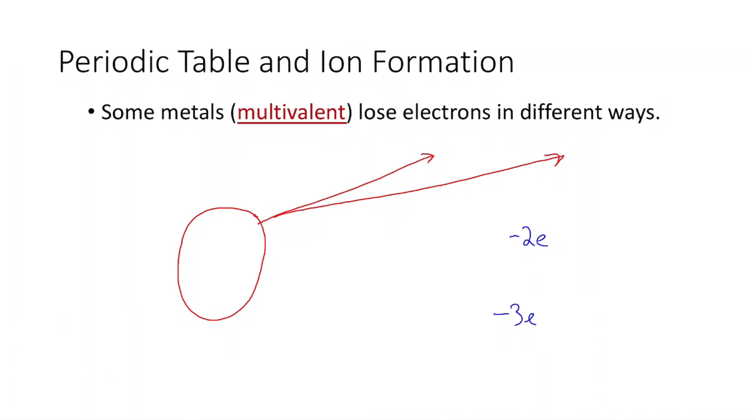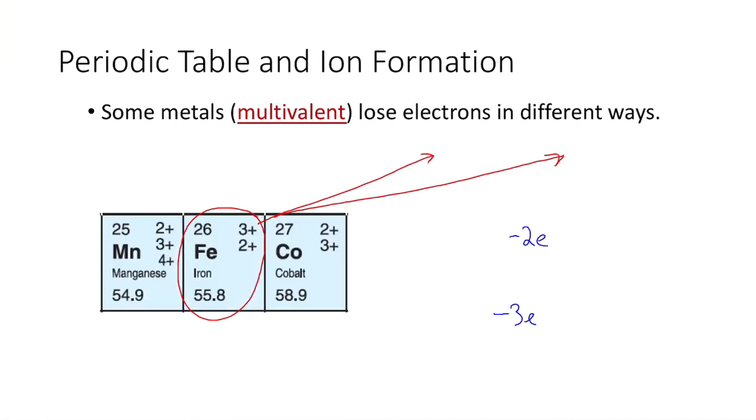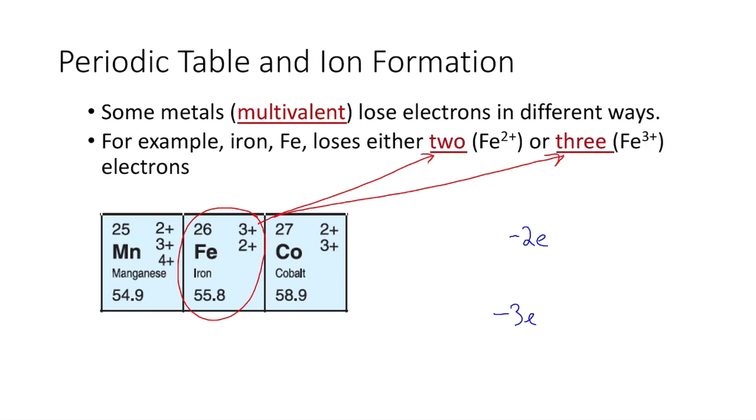Some metals lose electrons in different ways. These are referred to as being multivalent. So iron, for example, would be an example of this. You can see that it has 2 different charges present. For example, iron, Fe, loses 2 electrons, making it Fe2+, or loses 3 electrons, making it Fe3+. So usually these are the transition metals in the middle of the periodic table. They have multiple possible charges, and this is where the term multivalent comes from.